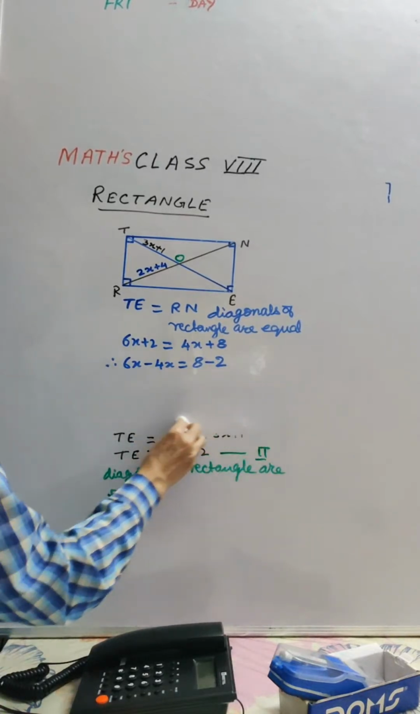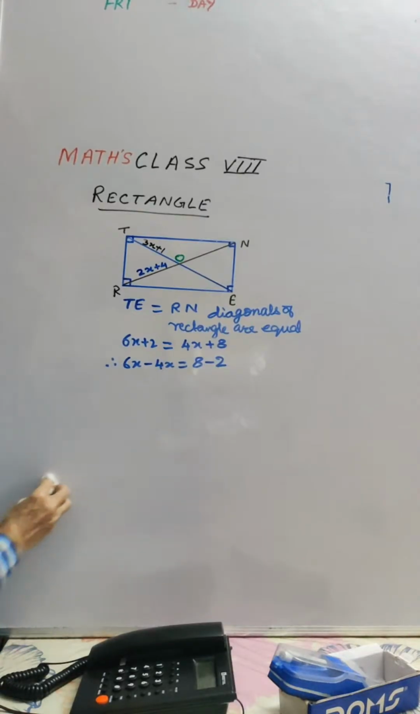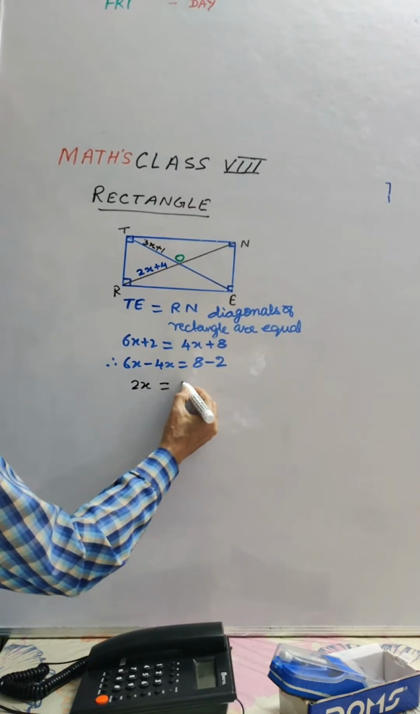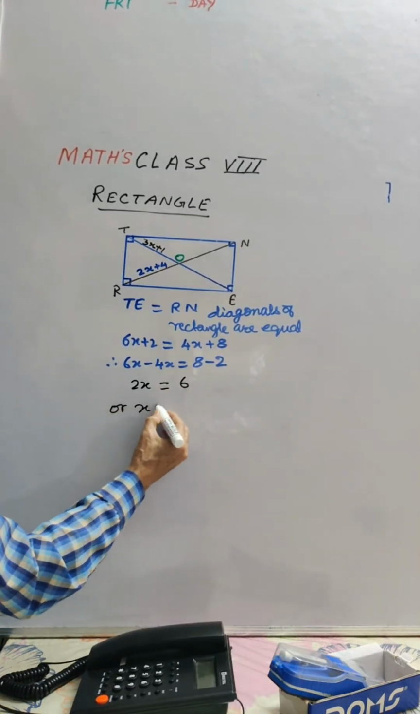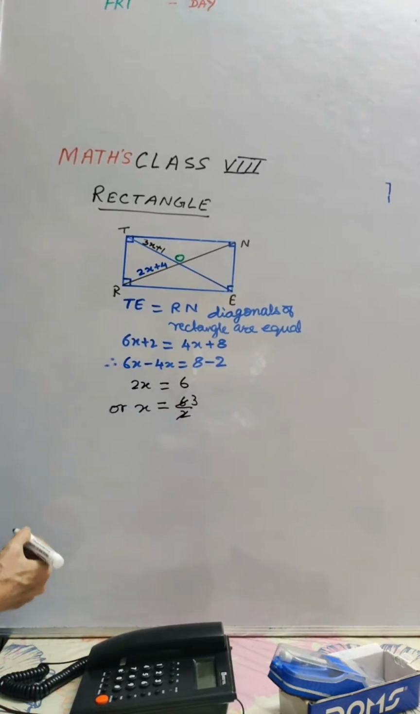2x is equal to 6, or x is equal to 6 upon 2. So that is 3. x is equal to 3. We had to find the value of x. This way the value of x is 3.